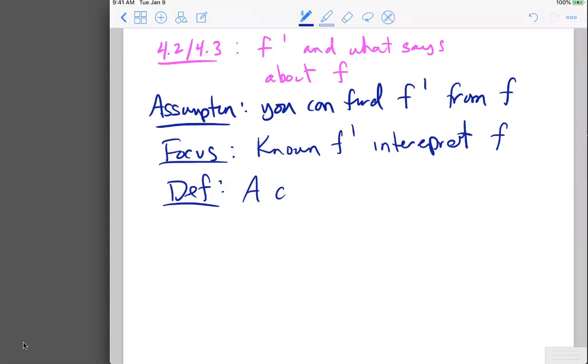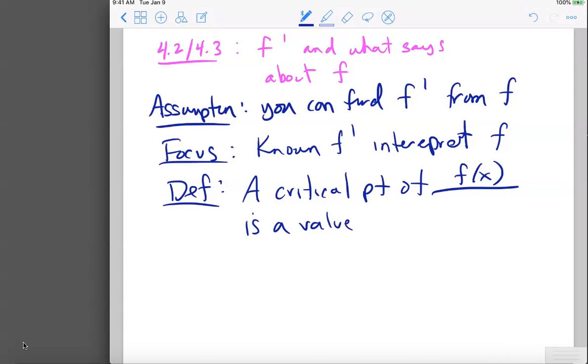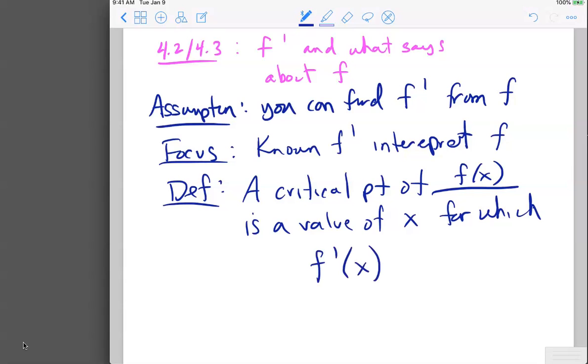So a critical point of, in this case, the function f of x, is a value of x for which the derivative of the function, the derivative of this function that you've been given, is equal to 0 or does not exist. Okay, so this is an important idea, a critical point of a function f of x.